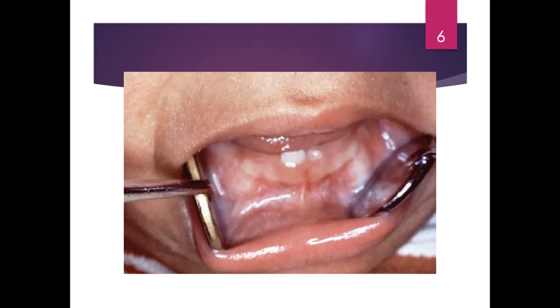If you need to extract, more than likely you will not have those teeth in that area until the permanent teeth do erupt. Okay, so always let the parent know in regards to that.